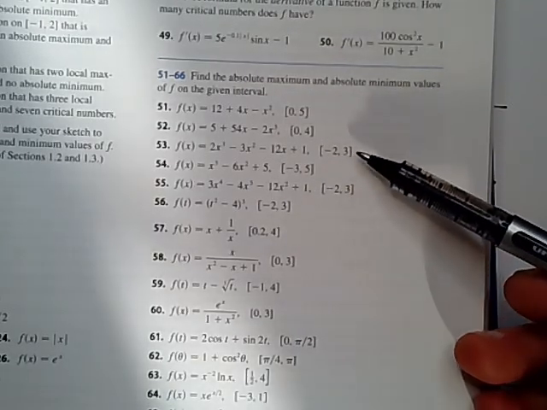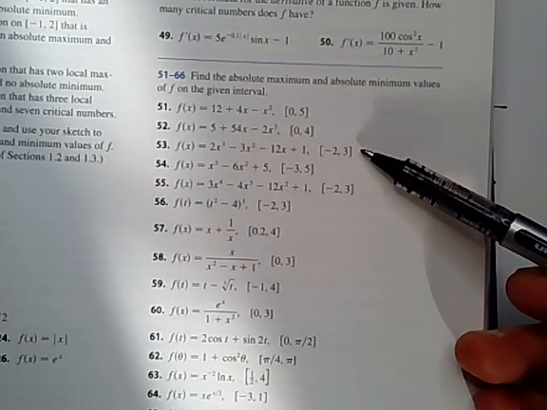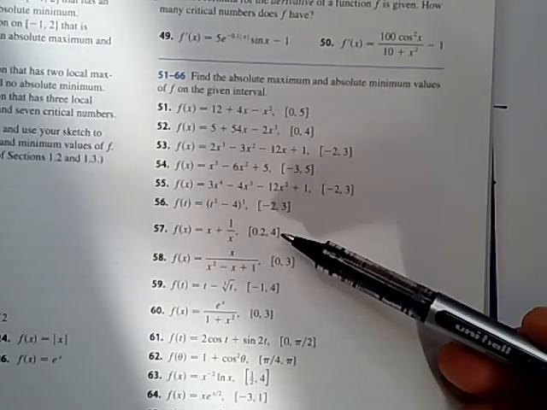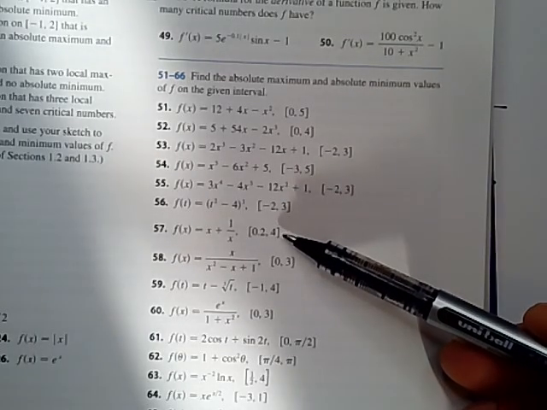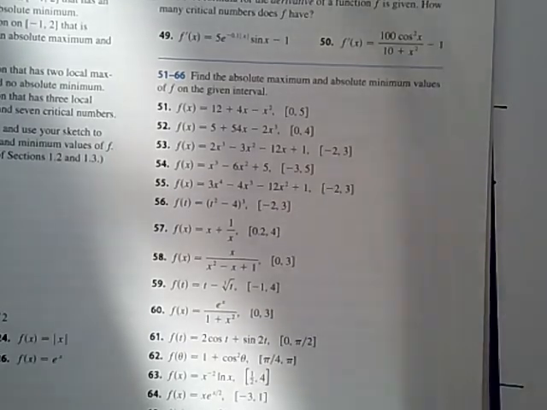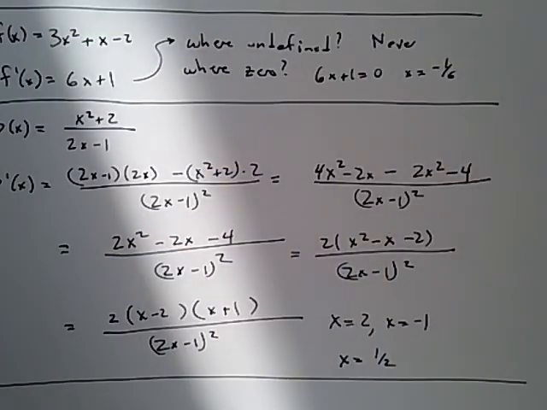53 is a polynomial. Of course, you notice that it's a closed and bounded interval. And 57, also a closed and bounded interval. That says 0.2. And f of x is some kind of rational function by the time you get a common denominator. Okay, so let's try a fresh piece of paper.